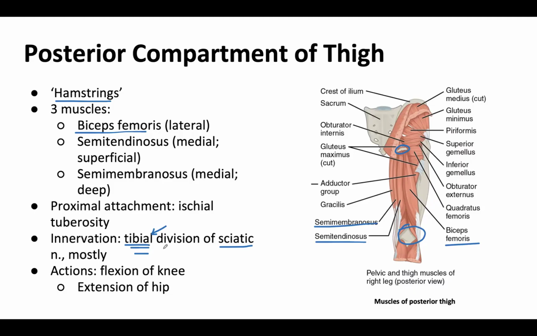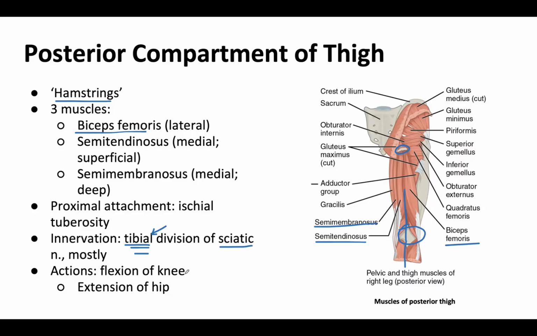Now, remember how the radial nerve equals posterior, meaning it innervates all the muscles in the posterior compartments of the arm and the forearm? Well, something similar is happening here in the lower limb. The tibial nerve innervates both posterior compartments. So it's innervating the posterior compartment of the thigh, or the hamstrings, and then it will continue into the posterior compartment of the leg to innervate that as well. So you can say tibial nerve equals posterior, similar to how you said radial nerve equals posterior.